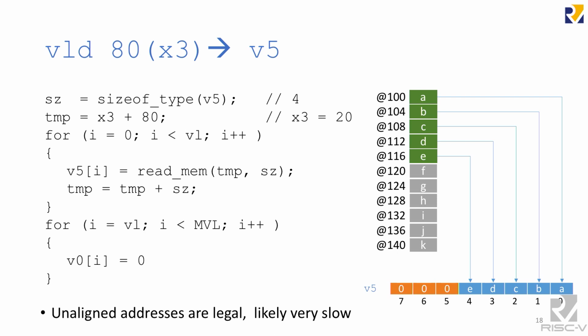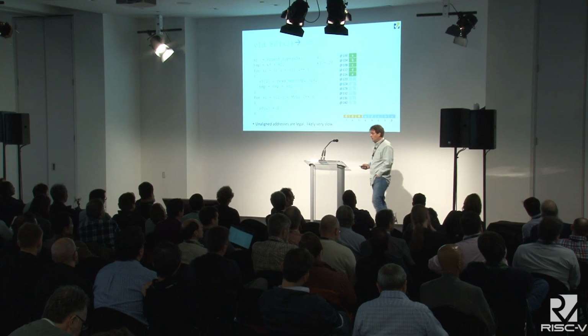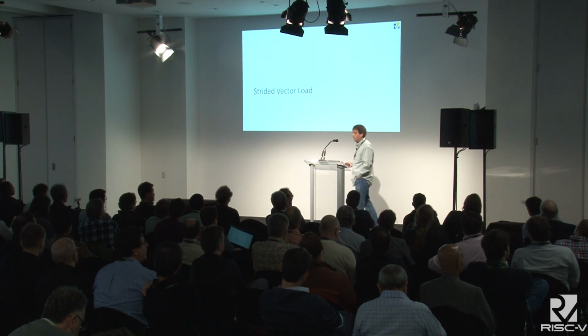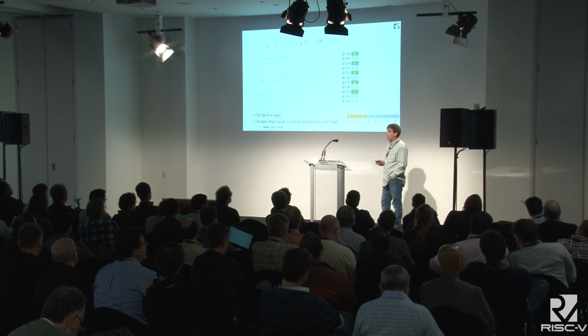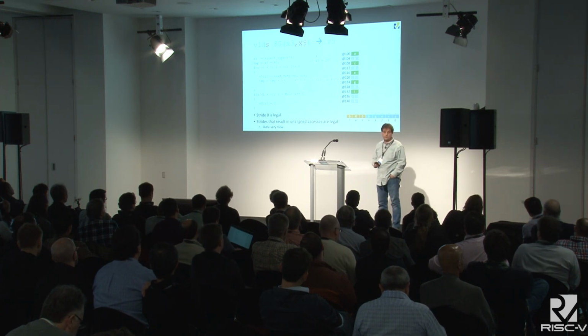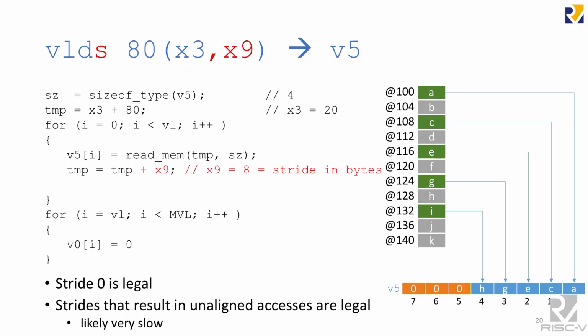What do you do with the rest of the vector? Again, use 0. Whatever's past VL, you get a 0. That's the easy case. Now, the more interesting, very useful, very needed case is a strided vector load, where you can actually provide a second scalar register, x9, which contains the stride.